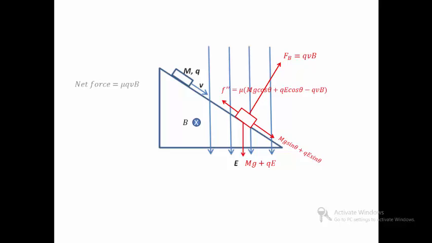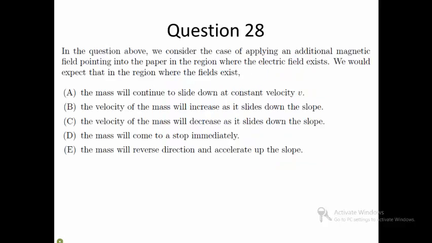Hence the net force on the mass m is no longer 0. This means that the mass m will accelerate when sliding down the slope. Thus, the velocity will increase and the answer is B.